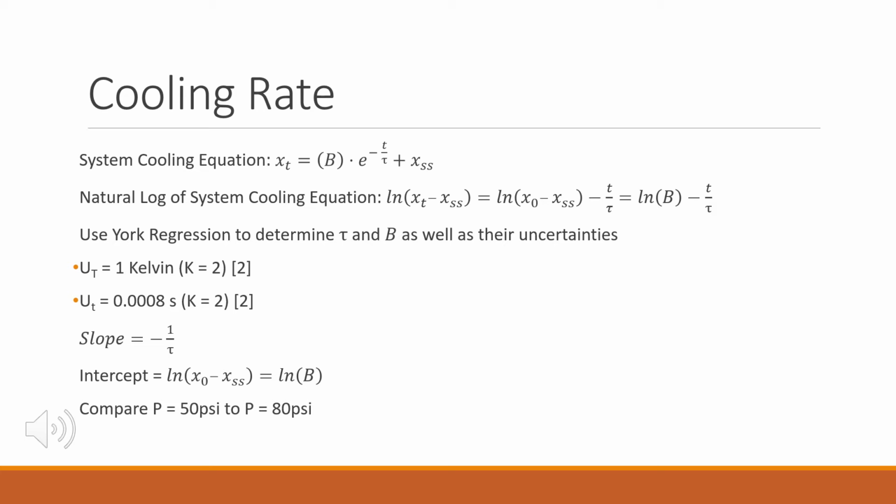In order to find these constants, we need to take the natural log of the cooling equation, and that will linearize the equation. Because it's now linearized, we can use York regression to determine tau and B as well as their uncertainties, given the uncertainties in our temperature and the uncertainty in the measurement of time. The slope of our linearized equation will be negative 1 over tau, and the intercept will be the natural log of B. And then we're going to compare the 50 psi and the 80 psi test cases.